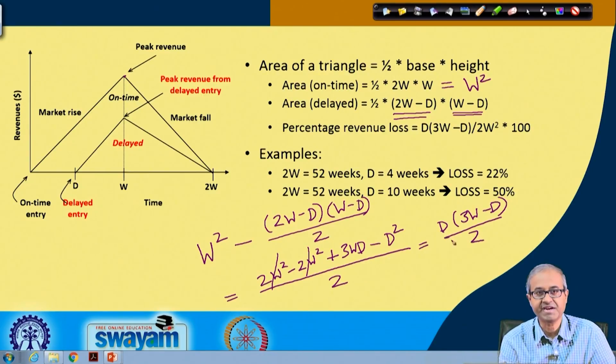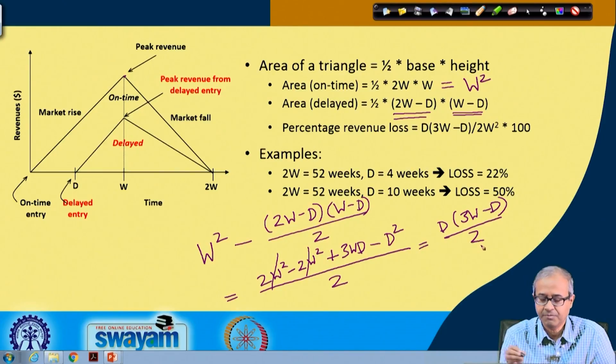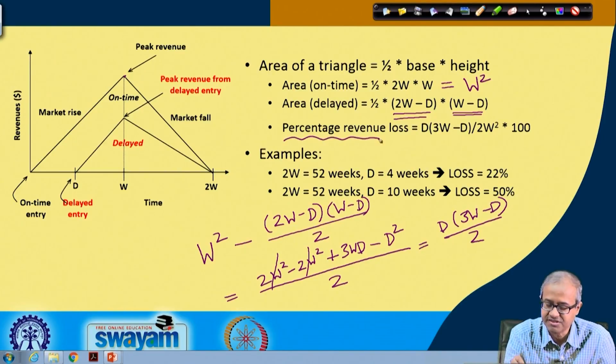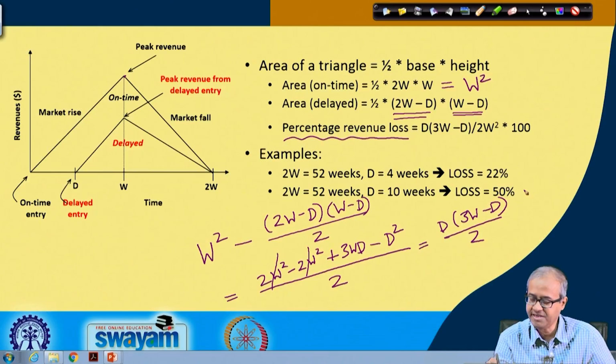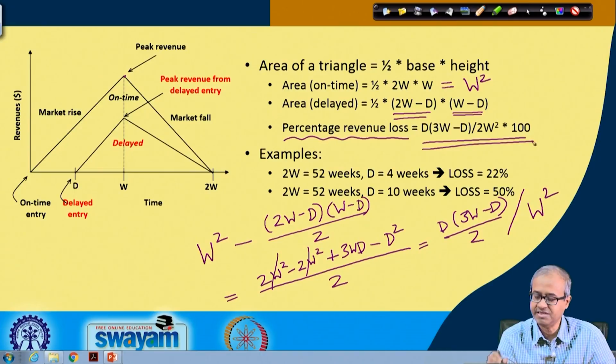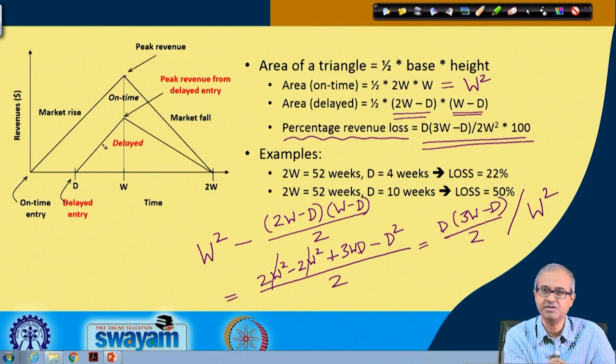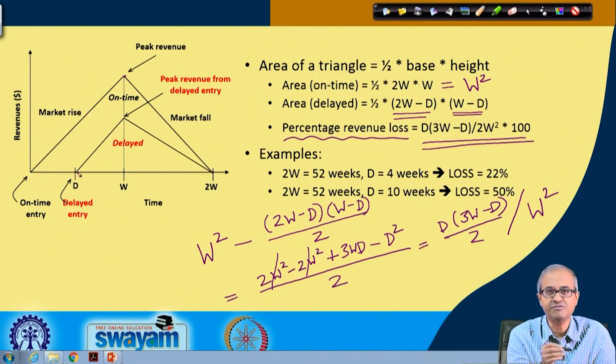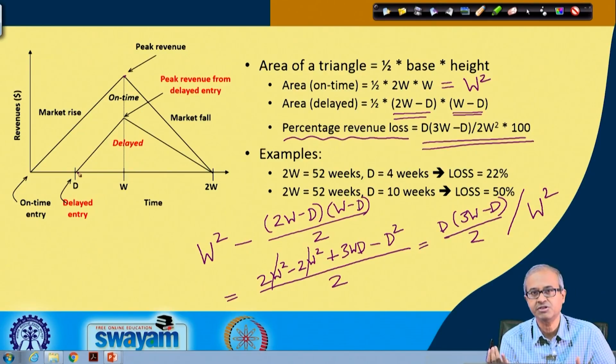This is your decrease in the total revenue, but if you want to calculate the percentage revenue loss, you will have to divide it by your original total revenue, which was W square. So, multiply by 100, this is your percentage revenue loss. That means, revenue loss divided by your initial total revenue multiplied by 100, right. So, in this way you can make a simple calculation and see that for various values of D, how much revenue loss you are incurring.